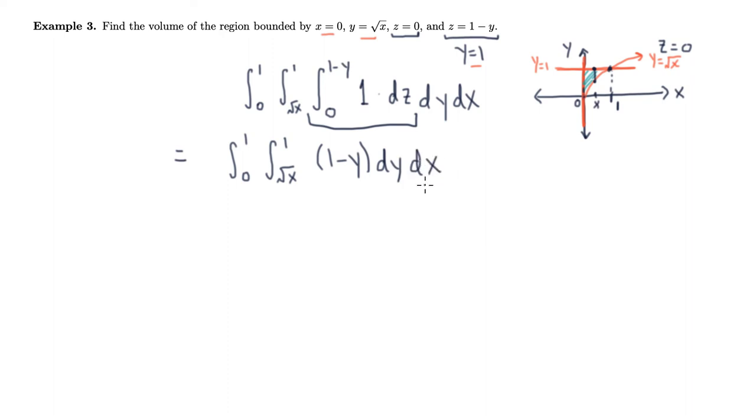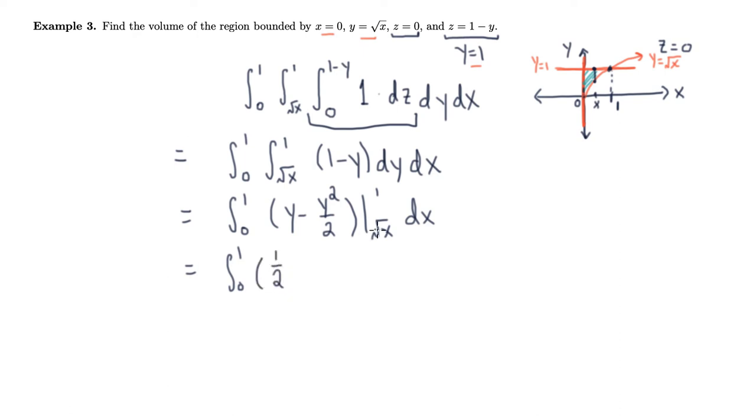So I've reduced this down to a double integral. Now let's reduce it down to a single integral. I take an antiderivative of 1 minus y with respect to y, and I'll get y minus y squared over 2, evaluated from root x to 1. Okay, so let's evaluate that. If I plug in 1, I'm going to have 1 minus a half, so that's 1/2. Then if I plug in root x, I'll get minus root x, and then minus x over 2, so plus x over 2.